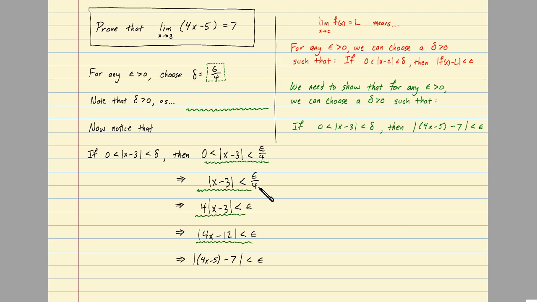If this is true, we can multiply both sides by 4 to get this. If this is true, we can distribute the 4 to get this. And if this is true, we can split the 12 into the 5 and 7 to get this, which is precisely what we needed. Okay?